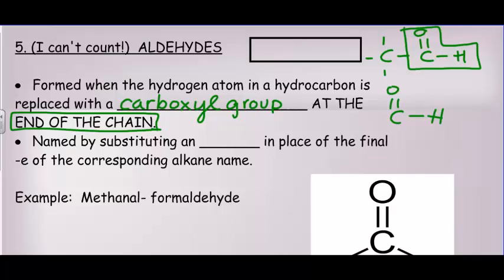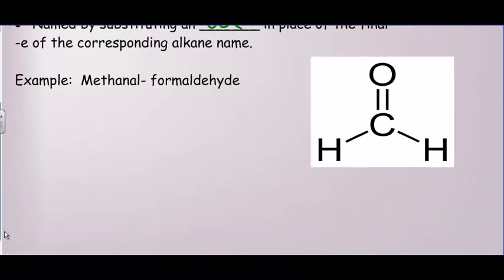When you write the formula out, we would write R bonded to CHO. CHO is the indication that you have an aldehyde. These are named by substituting an AL in the final place of an E in the corresponding alkane name. So for example, if we have this structure, here's what tells us that we have an aldehyde: it has that C double bonded to O bonded to H.